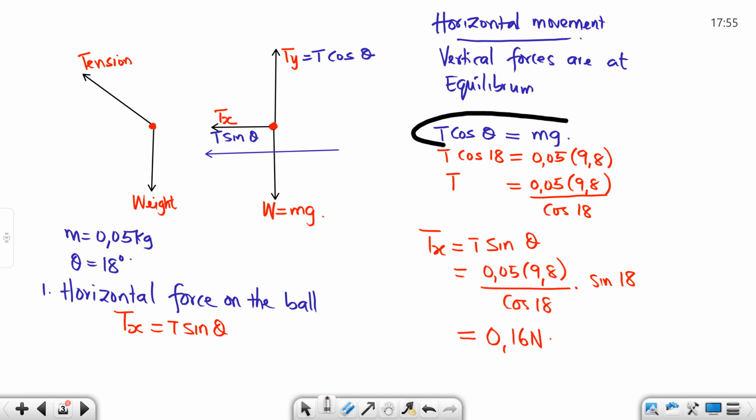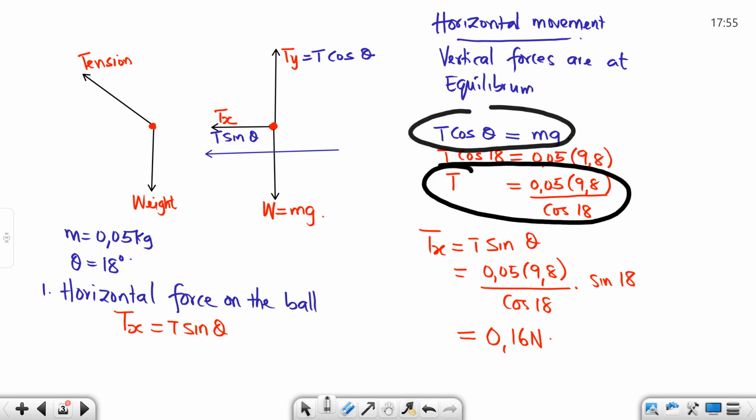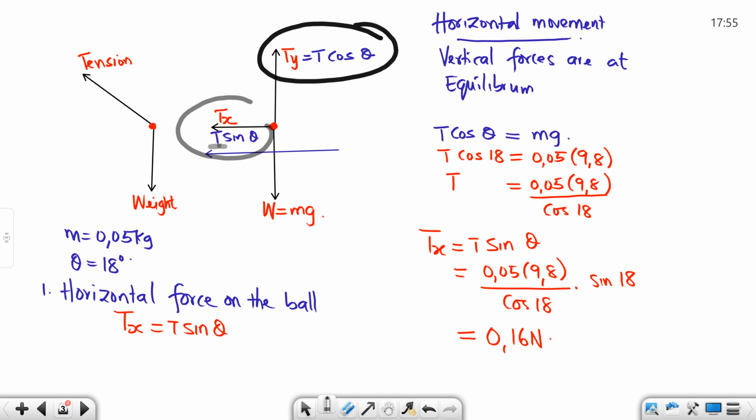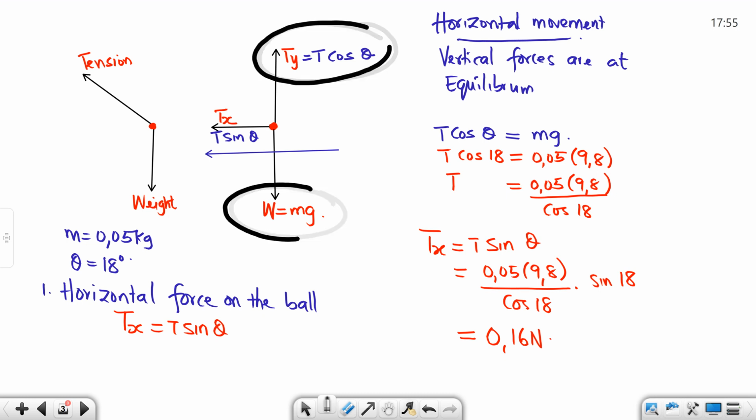My equilibrium is this. T cos theta equals mg. This allowed me to get T. So I got my tension. Remember, we don't have tension. The horizontal force is T sine theta. I cannot get that without getting T. But there's no way I'm going to get T if I don't equate the two of them. So I have to say T cos theta equals mg.